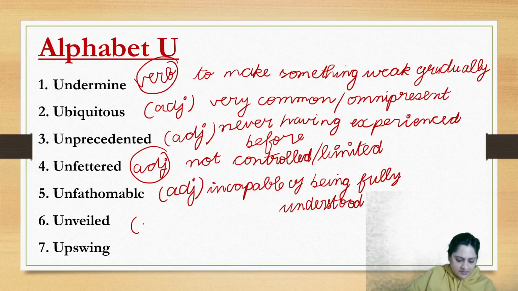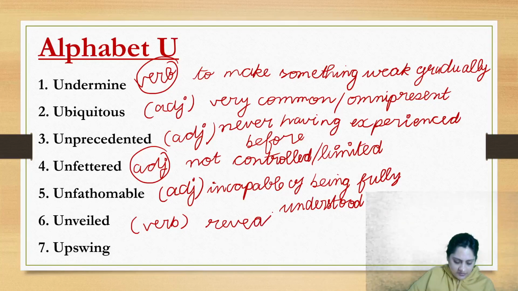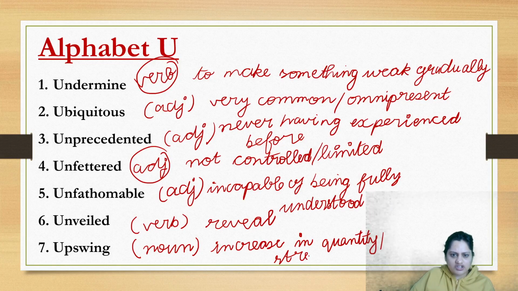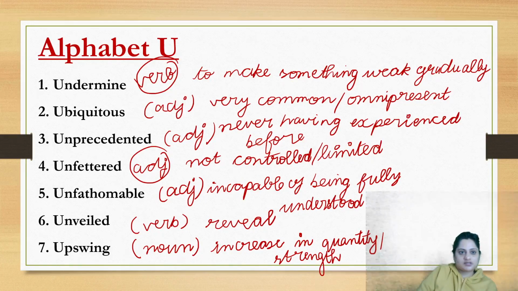Unveil something, guys, as a verb. Show something new to the public. Basically reveal, divulge, make something public. You tell everybody, unveil. Upswing is a noun which means increase. An upswing, increase in the quantity, or we can say strength, which shows an upward trend. That is your upswing, increase.